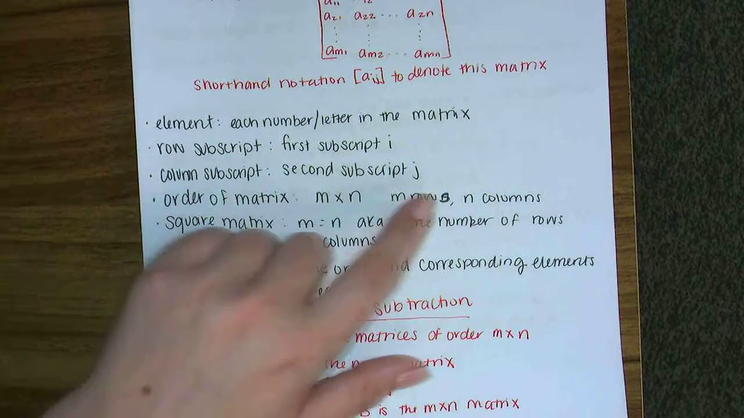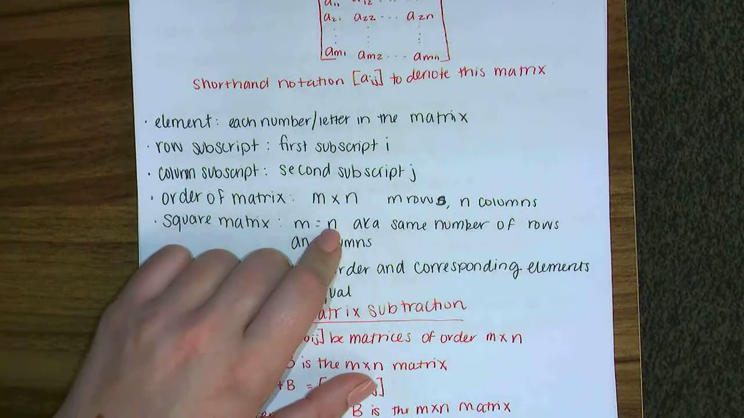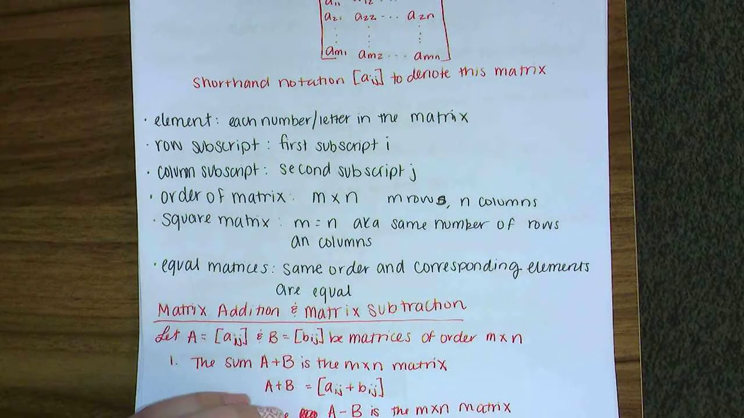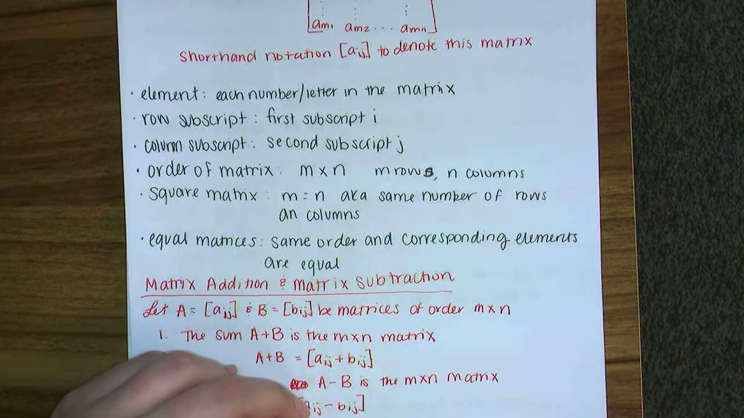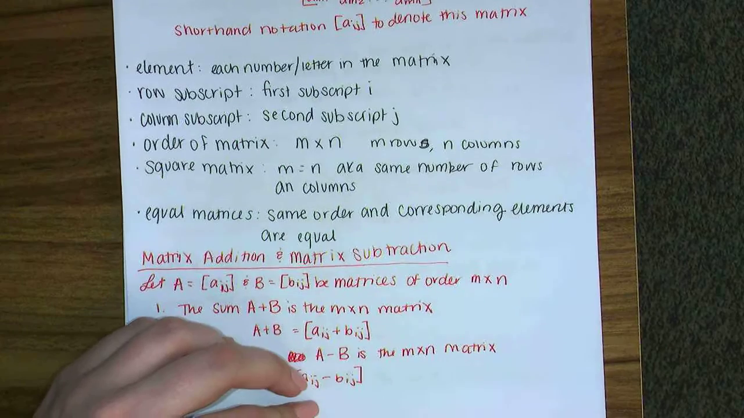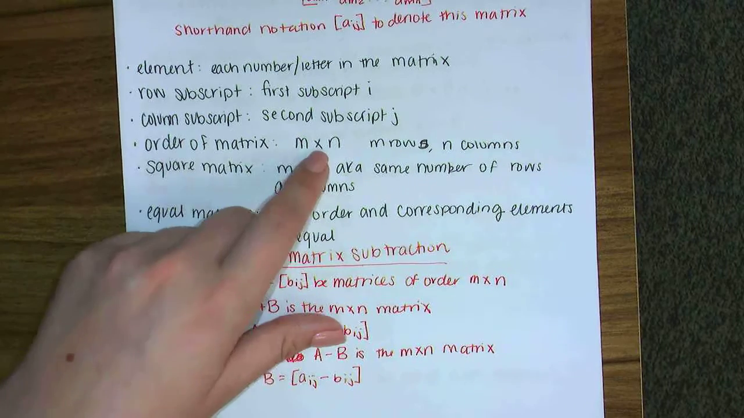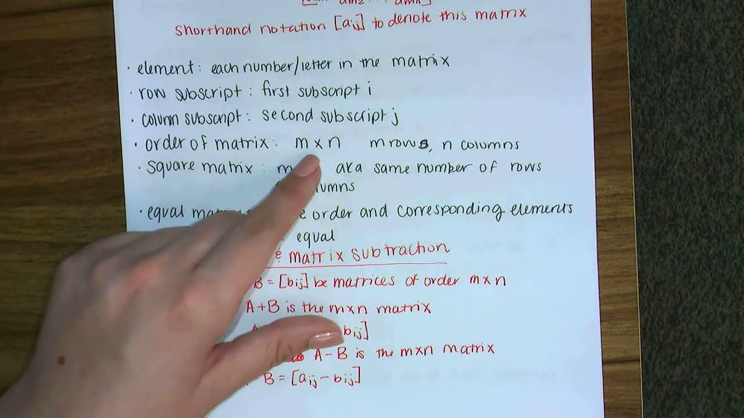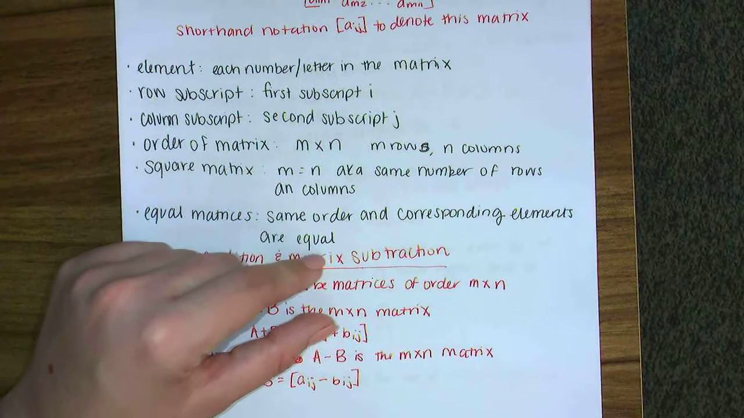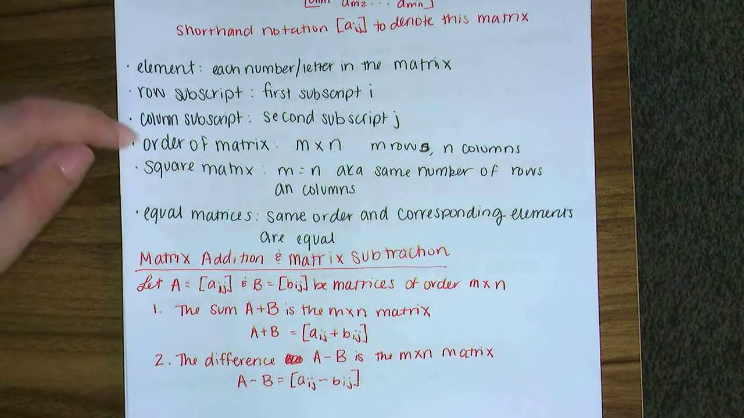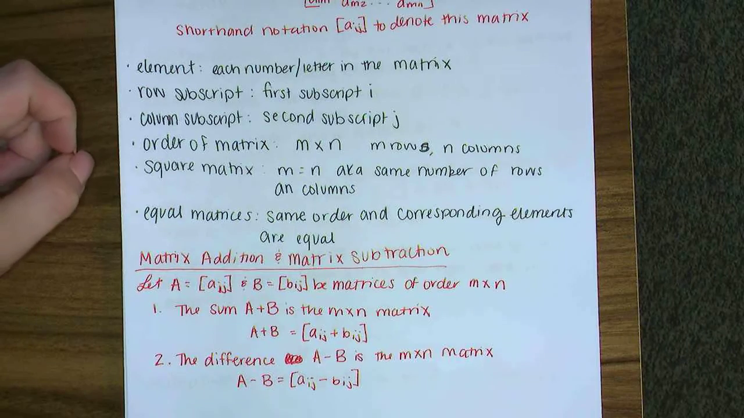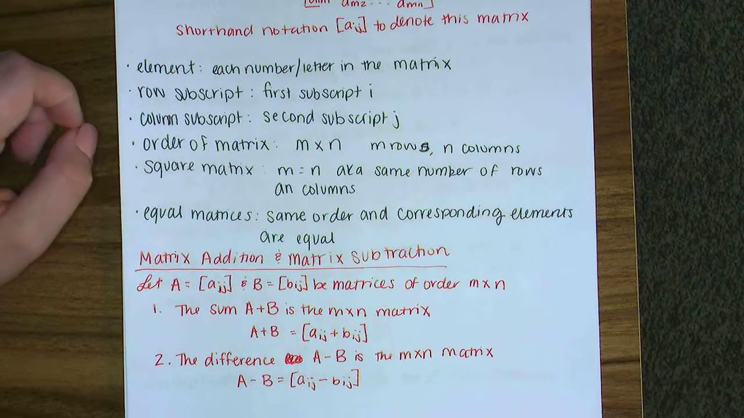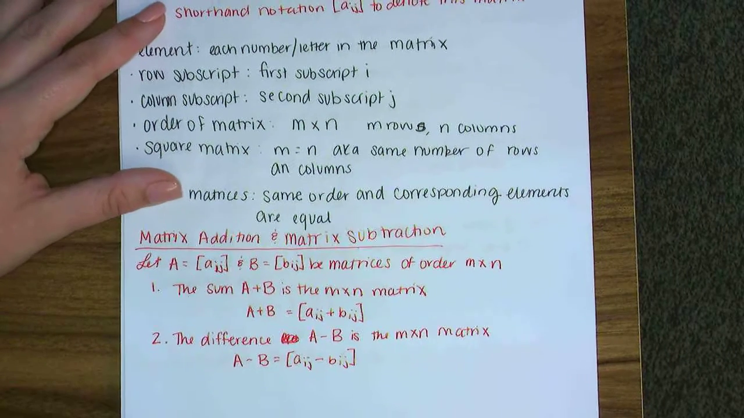If M is equal to N, then we have a square matrix, so that means the same number of rows and same number of columns. We have equal matrices if they have the same order, meaning if they're both the same, like M times N, and the corresponding elements are the same. So this will be useful for a couple problems that we do there.